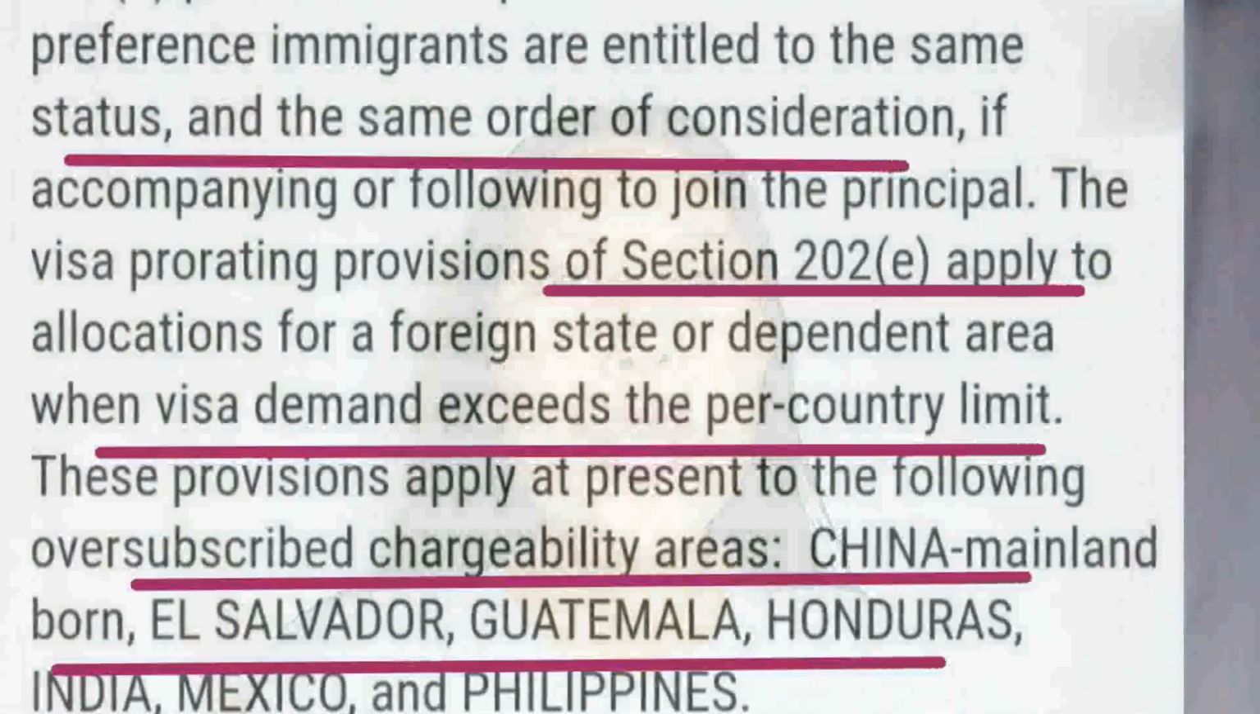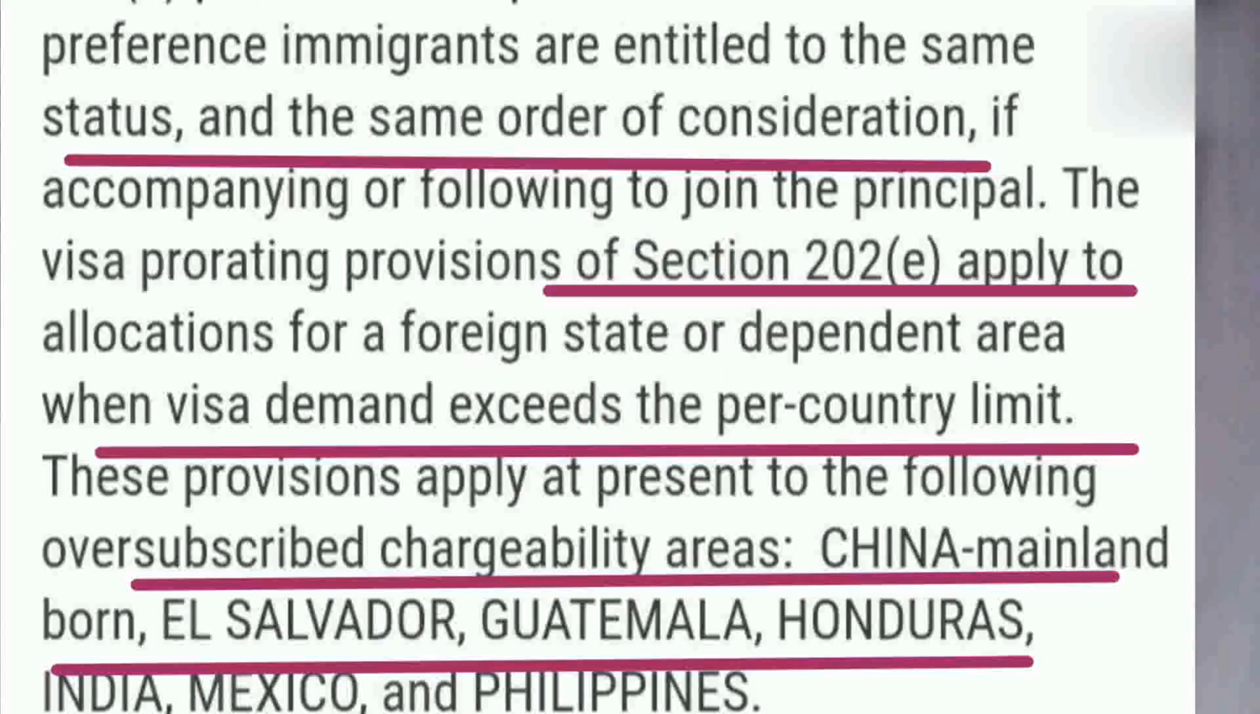The prorating provisions of Section 202(e) apply to allocations for a foreign state or dependent area when visa demand exceeds the per-country limit. These provisions apply at present to the following oversubscribed chargeability areas: China mainland-born, El Salvador, Guatemala, Honduras, India, Mexico, and Philippines.